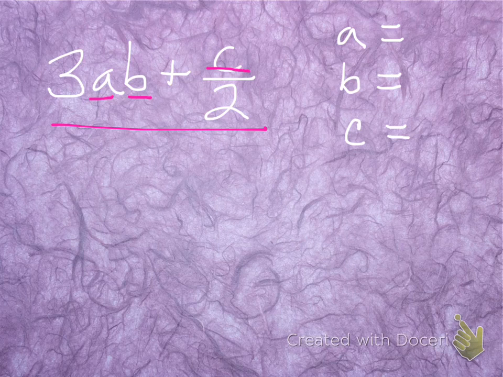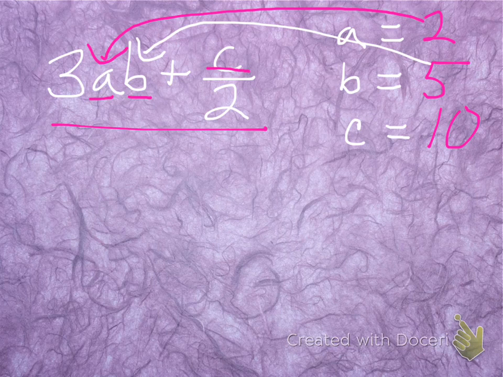What do you want to use for a? 2. Okay, 2. How about for b? How about 5? That sounds good. And how about for c? 10. All right, let's take these values that Nolan gave me, and let's go ahead and evaluate them in. So 2 goes in for a, 5 is going to go in for b, and 10 is going to go in for c.